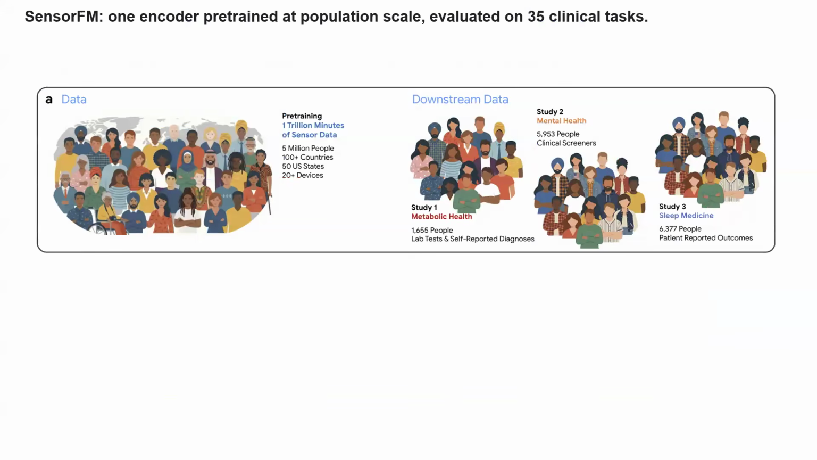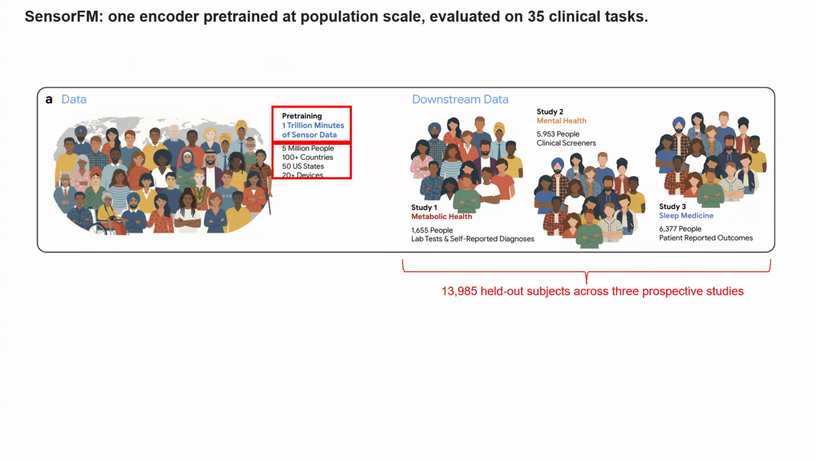So we will see what the architecture of SensorFM is. Basically, SensorFM is trained on over 1 trillion minutes of sensor data from almost 5 million people across hundreds of countries. This data is used for the pre-training of SensorFM. Then we have almost 14,000 held-out subjects across 3 prospective studies, and these are used for the evaluation of SensorFM later on.